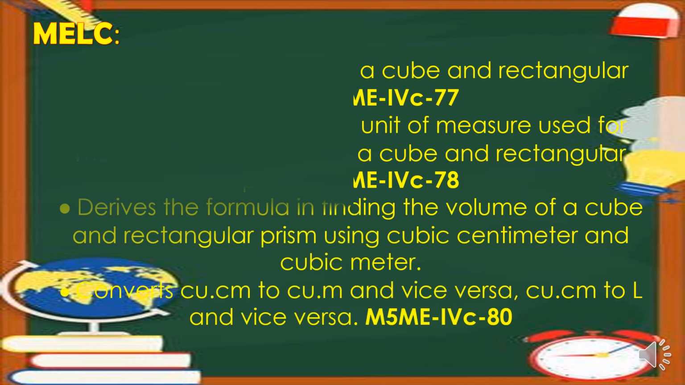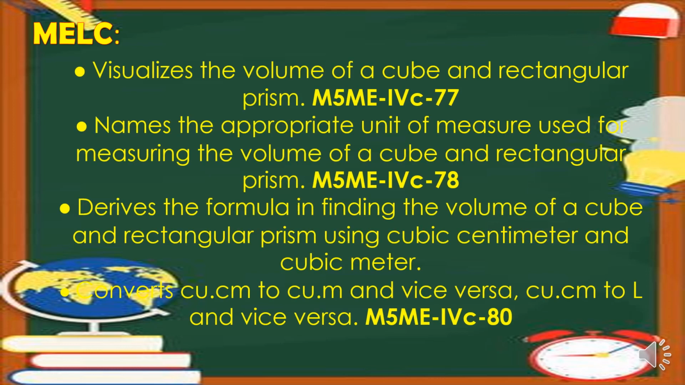For the most essential learning competencies: visualizes the volume of a cube and rectangular prism. Names the appropriate unit of measure used for measuring the volume of a cube and rectangular prism. Then derives the formula in finding the volume of a cube and rectangular prism using cubic centimeter and cubic meter. Converts cubic centimeter to cubic meter and vice versa, and cubic centimeter to liters and vice versa.